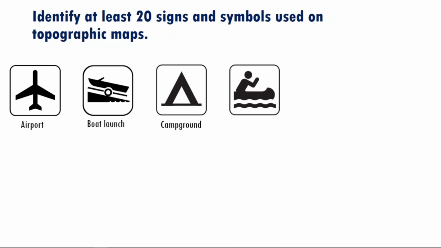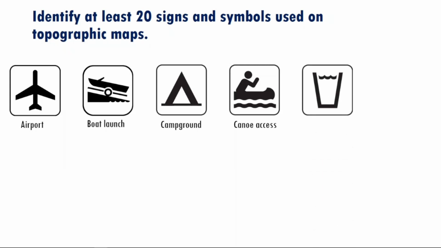What about this one? Is this person swimming? No, this person is actually canoeing. So if you are looking for a place to go canoeing, look at the topographic map and look for this sign. It tells you that you can canoe in that area.